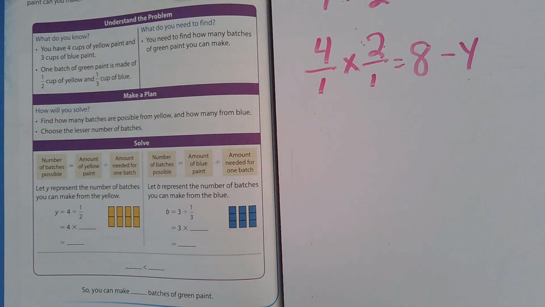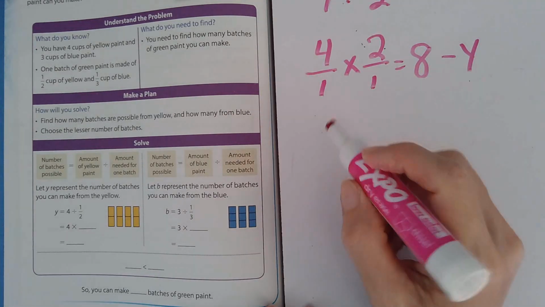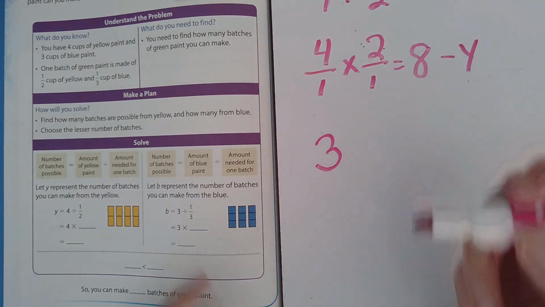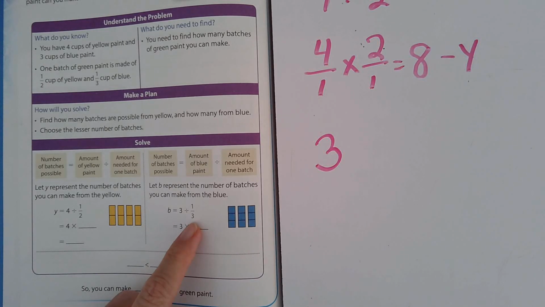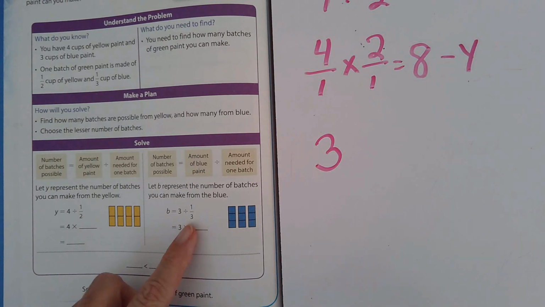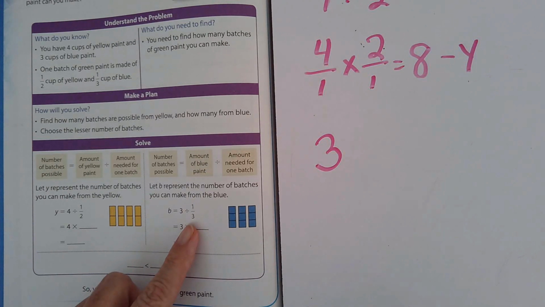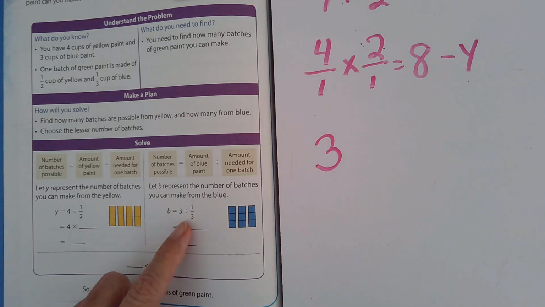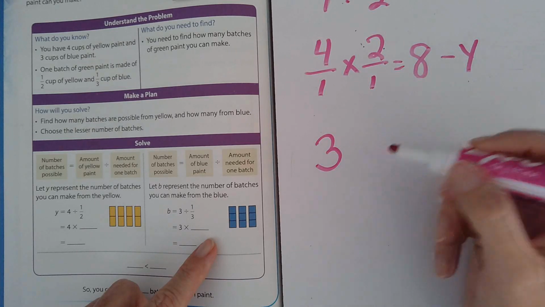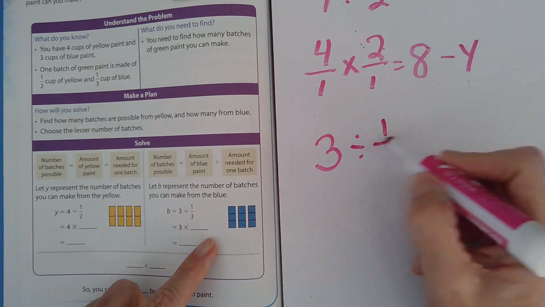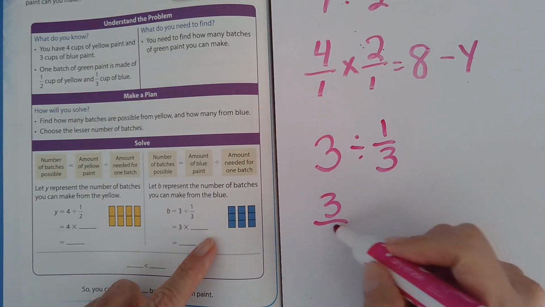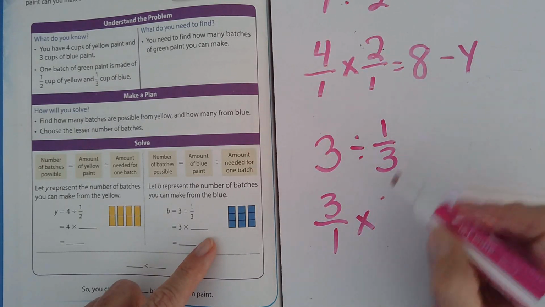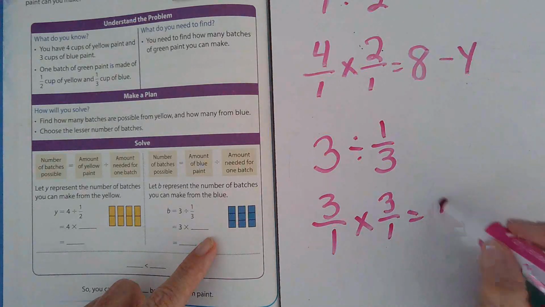Okay, now let's figure out the blue. We have 3 cups of blue, and we're going to divide it by 1/3 of a cup to see how many of those we can make. You might be able to do this in your head: how many thirds are in 1 cup? Well, 3 are in 1 cup. Then how many would be in 3? 9. But let's look at it. 3 divided by 1/3 means 3/1 times, flip that, 3/1, which is 9.